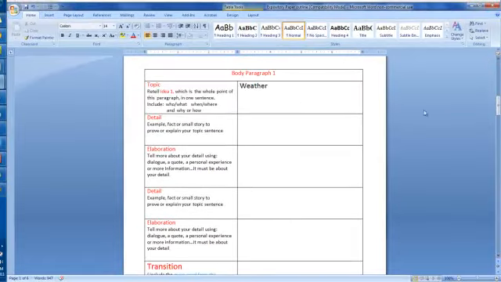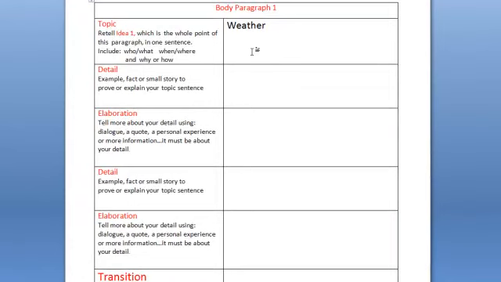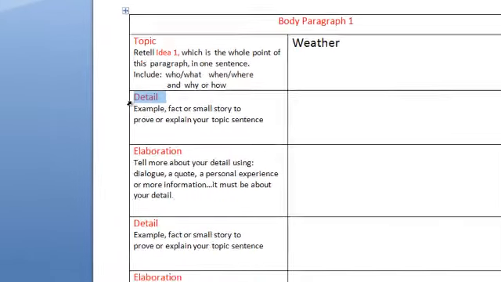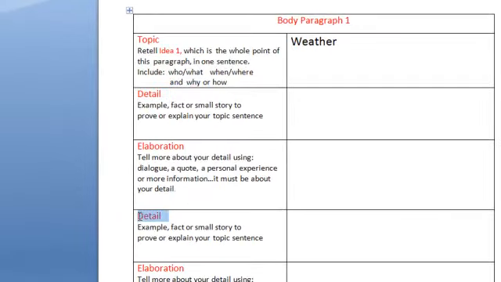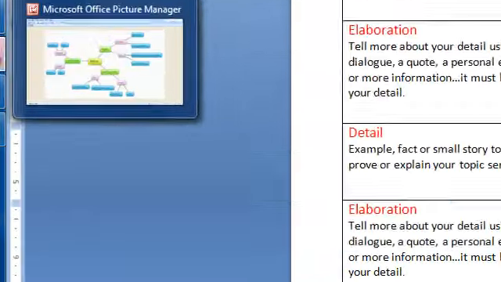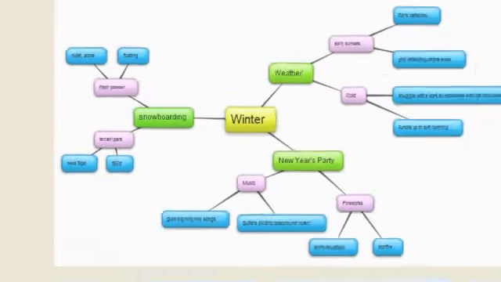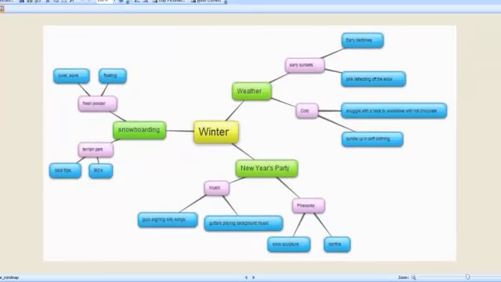And as you can see from our topic box, our topic is weather, and we need two main details about our weather. One right here and one right here. What is a detail? A detail is an example, a fact, or a small story that will prove or explain your topic sentence. By using our mind map, we can look at the ideas we've already created.